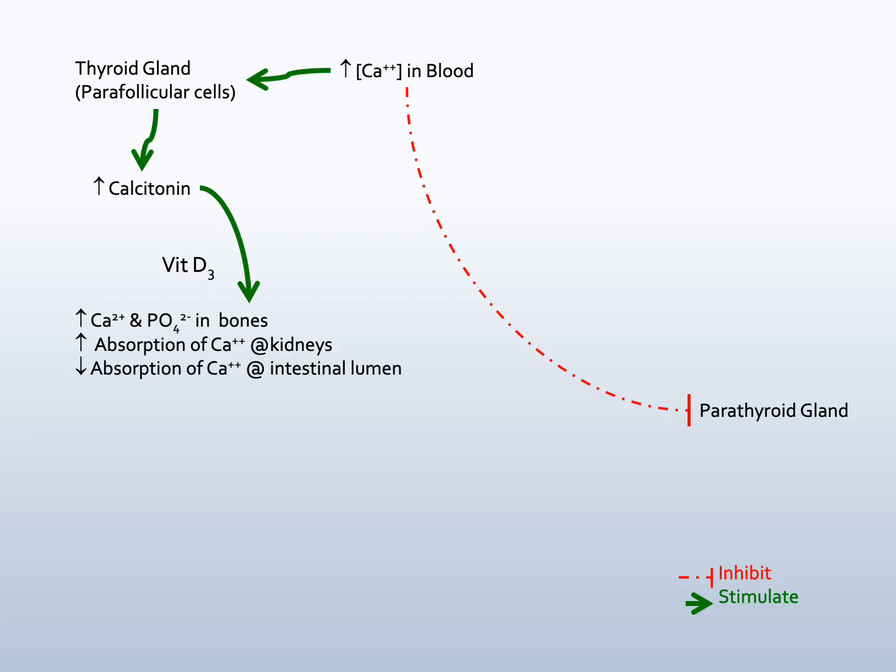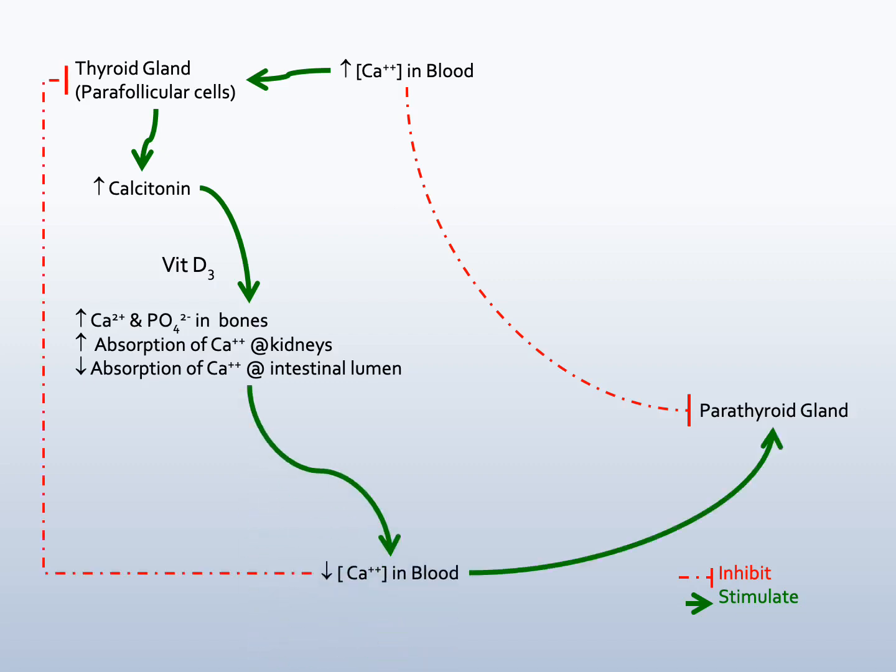By increasing the absorption of calcium at the kidneys, it increases the excretion rate of calcium. By diminishing the amount of calcium being absorbed at the intestines, it reduces the plasma load of calcium. This is going to diminish the levels of calcium within the blood. If we get too low, we're going to flip the signal here.